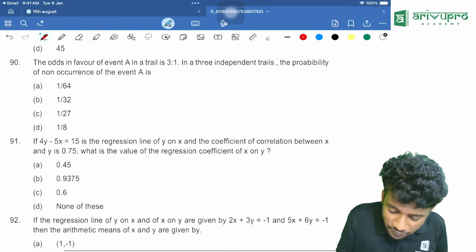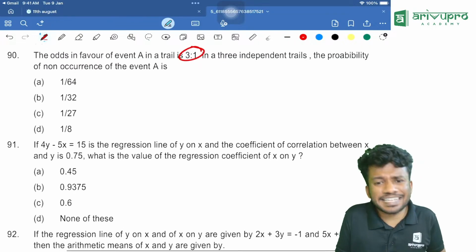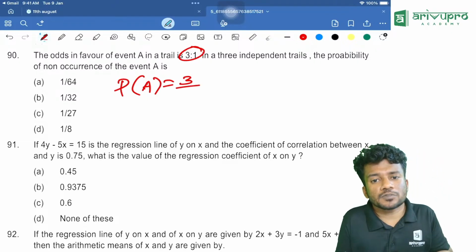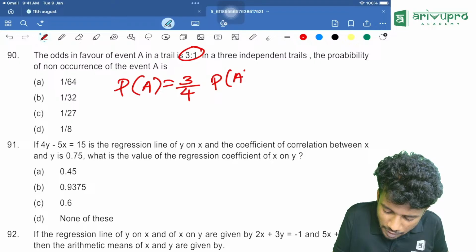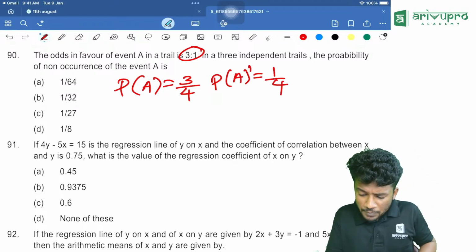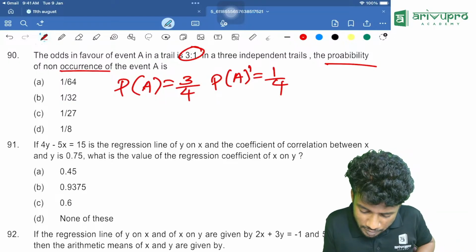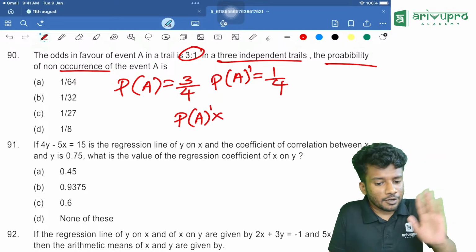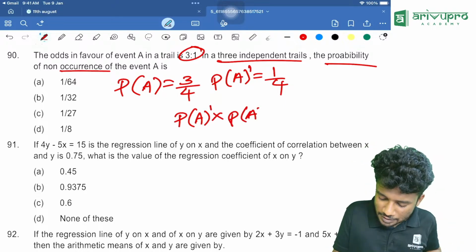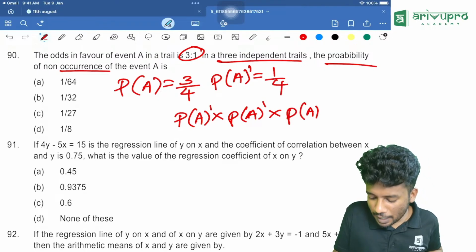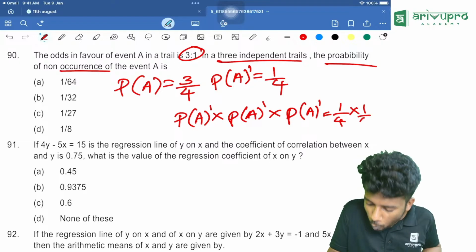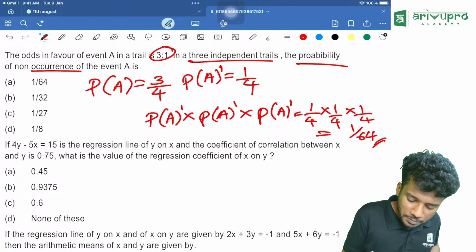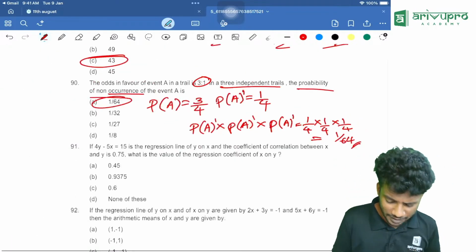Next one. Odds in favor of an event in a trial is 3:1. That means P of A is 3 divided by 3 plus 1, that is 3 by 4. Then P of A complement will be 1 by 4. Now the question is the probability of non-occurrence of the event in 3 independent trials. That means in the first trial A is not happening, in the second trial also A is not happening, in the third trial also A is not happening. That means 1 by 4 into 1 by 4 into 1 by 4. Answer is 1 by 64. Option A is your answer. Very easy question. We have done it in class also.